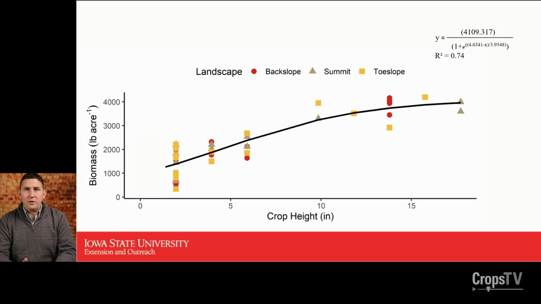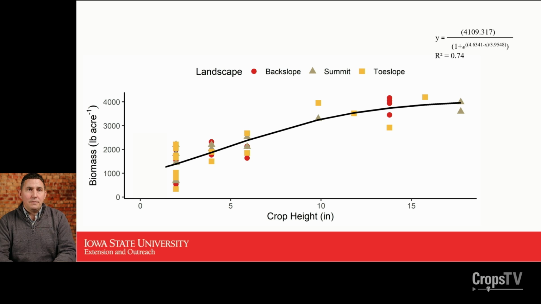We did this over different landscape positions, so a summit, a back slope, and a toe slope. Those really didn't show anything different, quite honestly. And statistically, there was no difference in those biomass counts and the crop height.